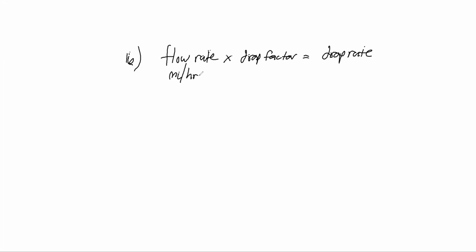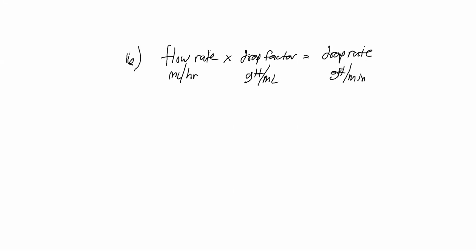First of all, I need to do a little bit of an intro here. In order to calculate drop rates, you need two pieces of information. You need flow rate and you need the drop factor. Those two things give you a drop rate. The flow rate is typically in milliliters per hour, sometimes milliliters per minute. The drop factor is drops, GTT, per mL, and the drop rate is drops per minute.